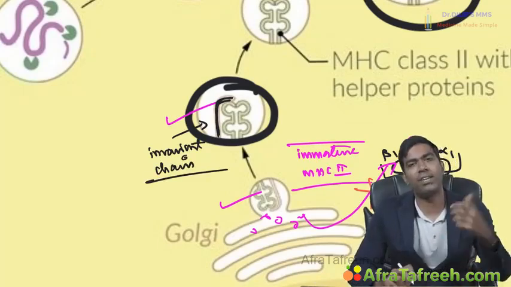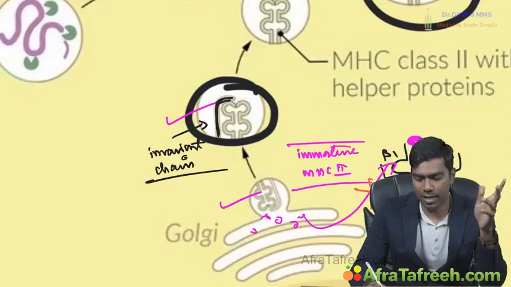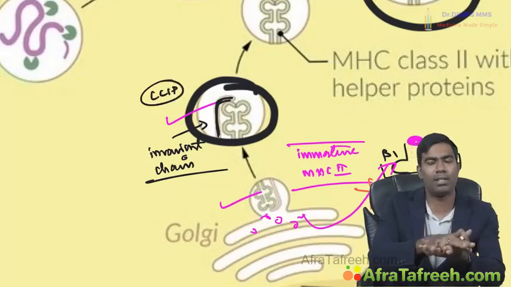You can see this invariant chain's main purpose is to block the antigen presenting site until it reaches the endolysosome complex. Clear? So in the Golgi apparatus there is this protein, the invariant chain, which you can also call CLIP. It clips, or blocks, the antigen presenting site of the MHC class 2 from binding with endogenous or intracellular antigens. That's the protective mechanism.